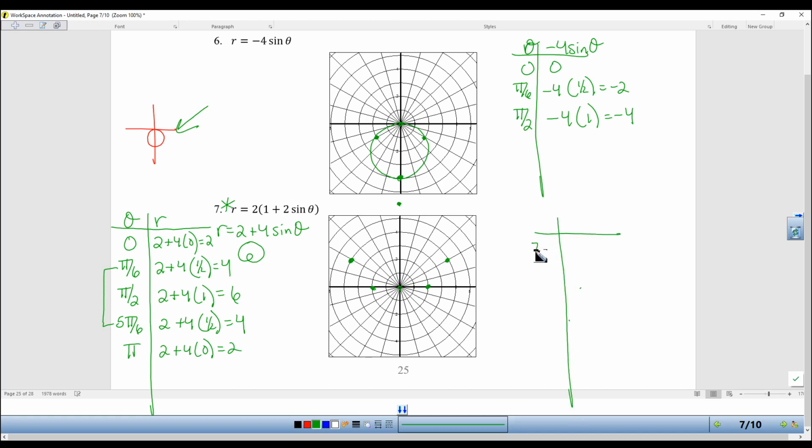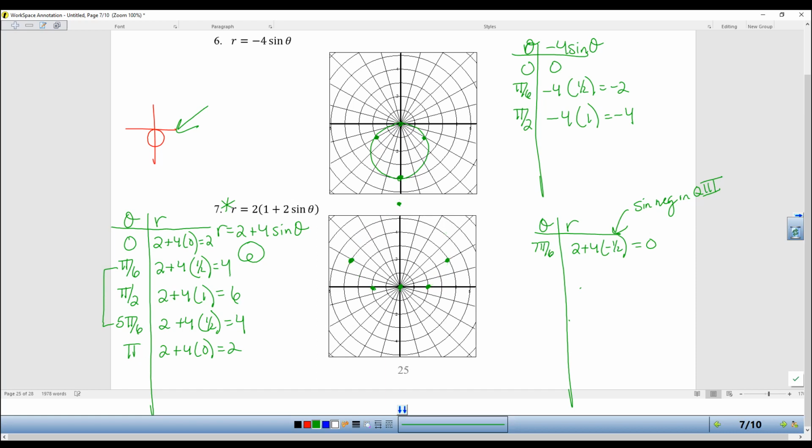So I go to 7 pi 6. 7 pi 6 is going to be 2 plus 4 times negative 1/2. Sine is negative in quadrant 3. So that's going to be 2 minus 2, which is 0. So at 7 pi 6, it's going to reach that 0. So it's come up like this. It's gone around.